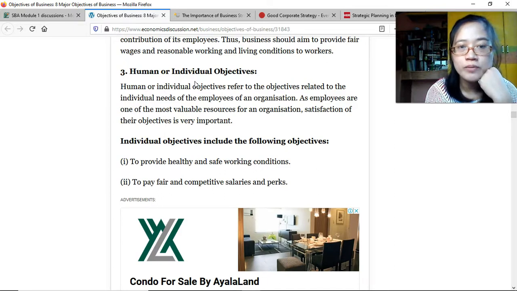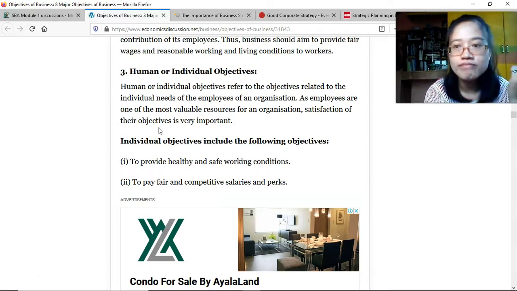Okay, next we have human or individual objectives. Human or individual objectives refer to the objectives related to the individual needs of the employees of an organization. As employees are one of the most valuable resources for an organization, satisfaction of their objectives is very important. So, kumbaga, kailangan i-consider mo rin naman yung mga needs and wants ng iyong mga employees. And if the company can provide, then do so.